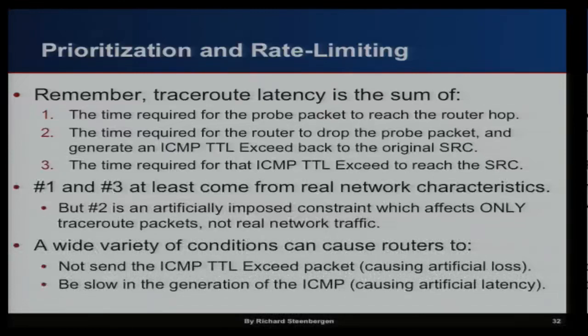This is a behavior that the router typically turns out not to be very good at doing. I'll get into that in more detail, but number 2, if there's any type of delay in the router's ability to drop the packet, generate an ICMP, and send it out, that's going to cause traceroute to look bad even though network performance is fine. So there's a lot of conditions that can cause this. You can hit rate limits on your generation of your ICMP message, causing artificial loss. So you'll see loss in the middle of a traceroute, and you'll think that there's a problem, and there might not be. And the router can be slow on the generation, and that causes artificial latency.